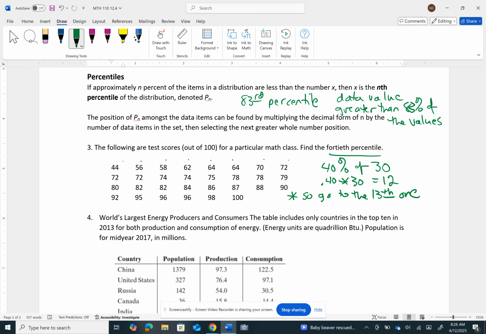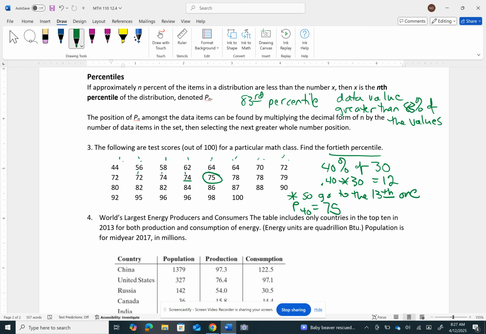All right, now the data values would have to be in order. These already are. So I'm going to count. So this is 1, 2, 3, 4, 5, 6, 7, 8, 9, 10, 11, 12. So there's the 12th one. So the answer to this question would be the 13th one. So P of 40, the 40th percentile would equal 75. 75 is in the 40th percentile.